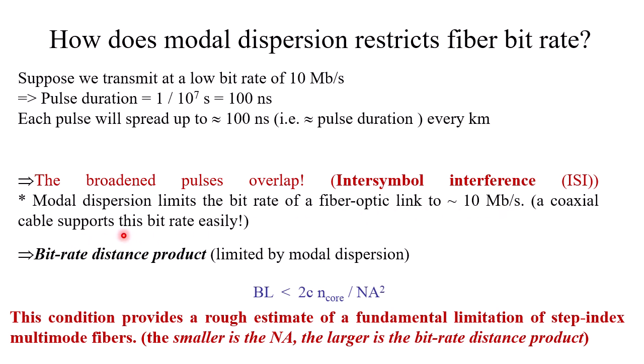A coaxial cable supports this bit rate easily. So why are you going for optical fiber, right? So that's the problem. Bit rate distance product: if we multiply the bit rate with the distance, it is called the bit rate distance product. That can be estimated as 2c n core divided by N squared, where N is the numerical aperture. This condition provides a rough estimate of the fundamental limitation of step index multimode fibers. The smaller the numerical aperture, the larger the bit rate distance product.